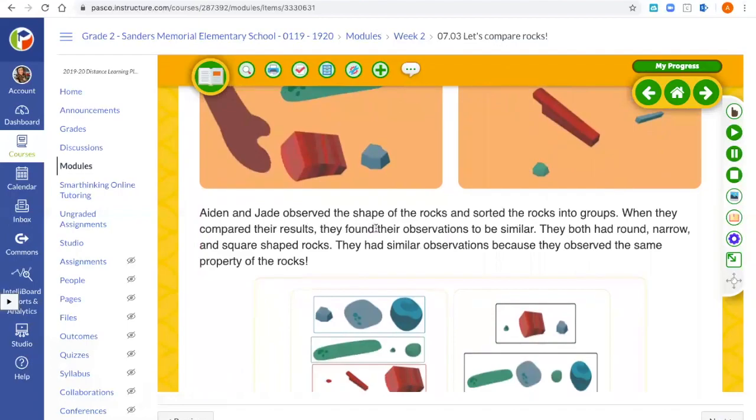Aiden and Jade observed the shape of the rocks and sorted the rocks into groups. When they compared their results, they found their observations to be similar. They both had round, narrow, and square-shaped rocks. They had similar observations because they observed the same property of the rocks.